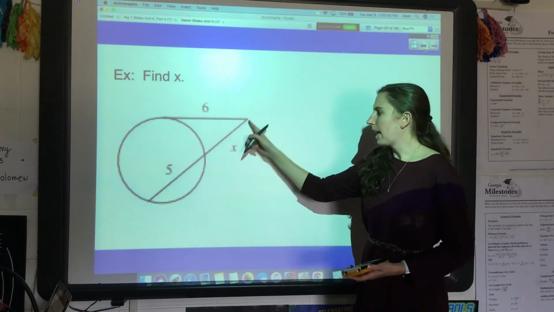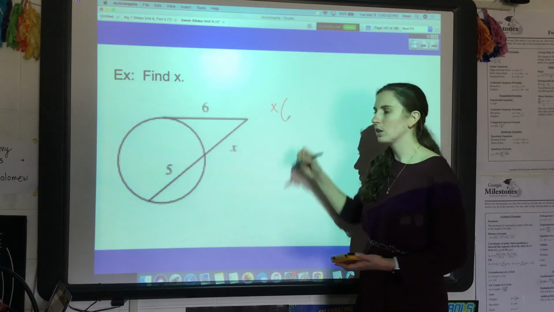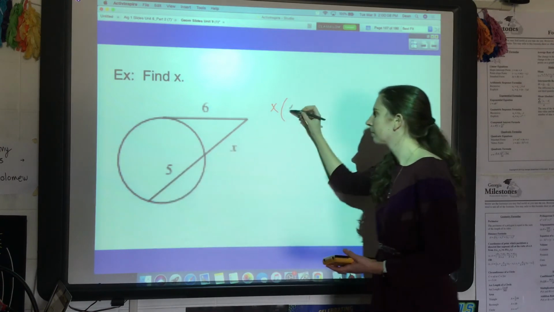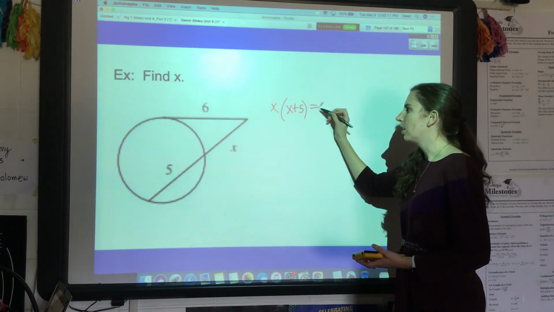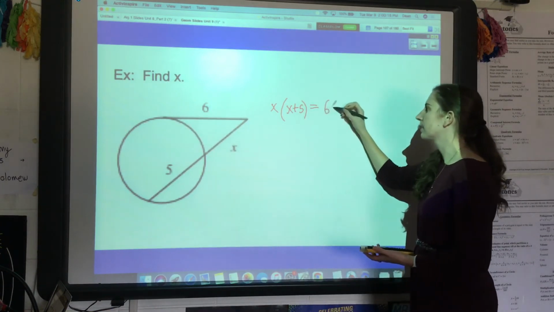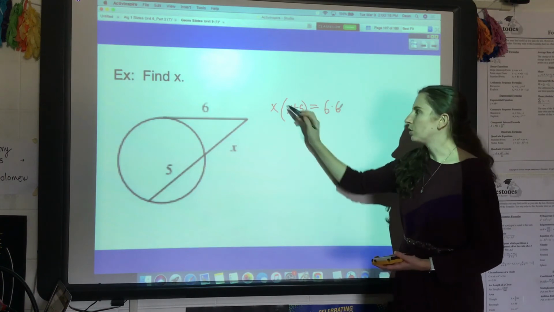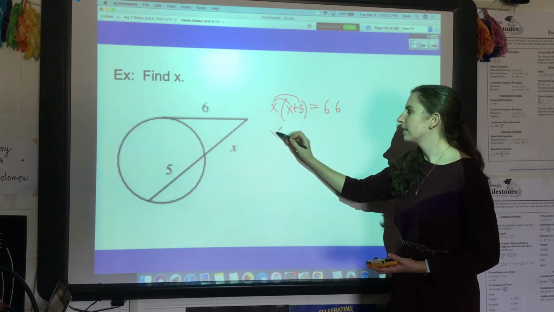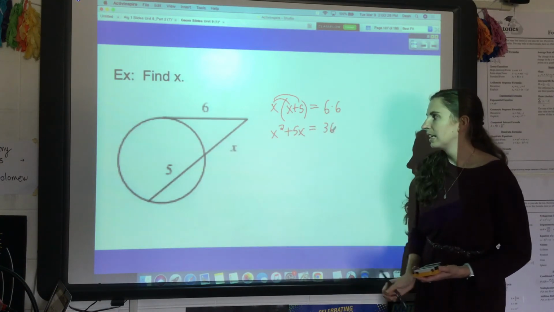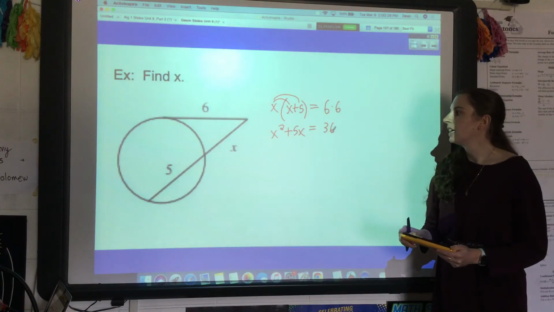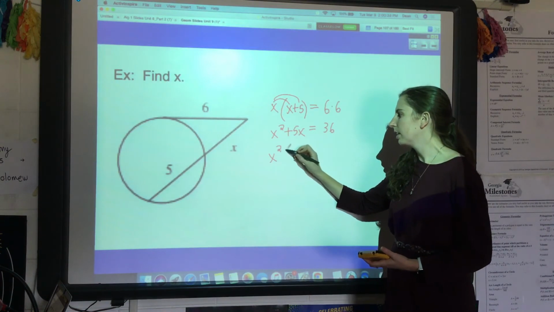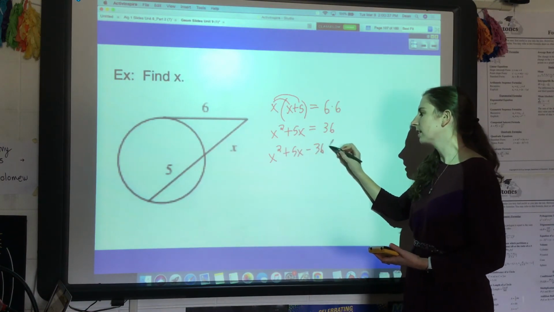So let's do this. The outer is x times the whole. The whole segment here would be x plus 5. On the top, the outer is 6 and the whole is 6. So we'll just do 6 times 6. That actually gives me a quadratic equation, x squared plus 5x equals 36. And we're going to have to solve this quadratic. So x squared plus 5x minus 36 equals 0.